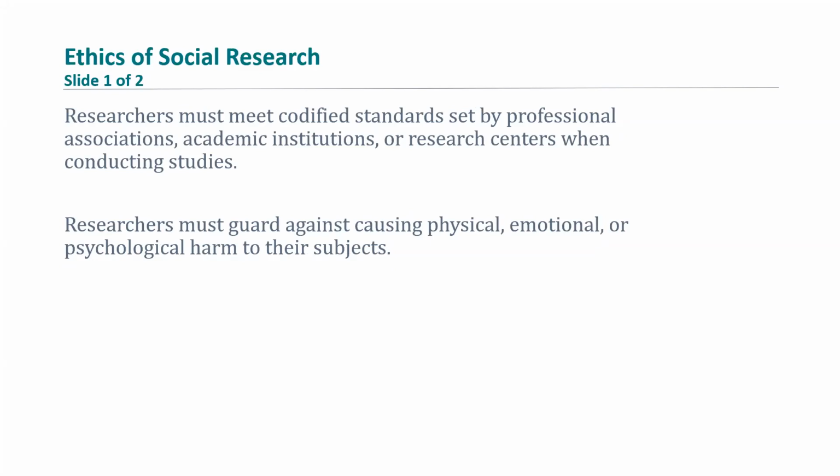Let's briefly talk about some ethics of social research. Researchers must meet codified standards, which are often set by professional associations, academic institutions, or research centers when conducting studies. Researchers must guard against causing physical, emotional, or psychological harm to their subjects. By adhering to informed consent and voluntary participation guidelines, researchers can make sure that their subjects know they're participating in a study and have voluntarily chosen to participate.